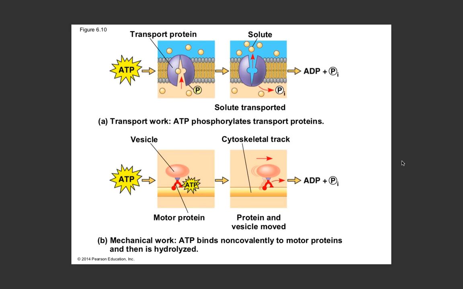You also have an example here in mechanical work. These are like the little dynein, motor proteins that are helping to move things around the cytoskeleton. So ATP binds non-covalently to motor proteins and then is hydrolyzed. You see ATP bind and then you don't have any motion happening yet, right? But then you see motion actually occurring once it's hydrolyzed. Once you have that release of the terminal phosphate, you're releasing some of that pressure of all the phosphates pushing on each other to a lower energy state, which is going to help to drive the cytoskeletal transport system here with this motor protein.